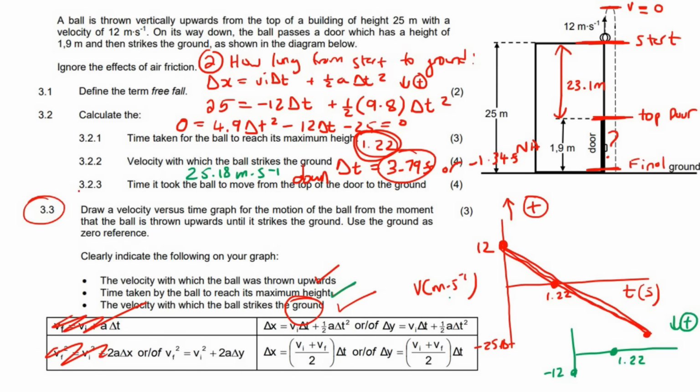And then if you chose down as positive, well then at this point here it is going down, so that's going to be a positive value. So positive 25.18, so that would be somewhere there. And so that's what the two graphs would look like. Now, they didn't say the time for that part, so we don't have to worry about that. And that's it.